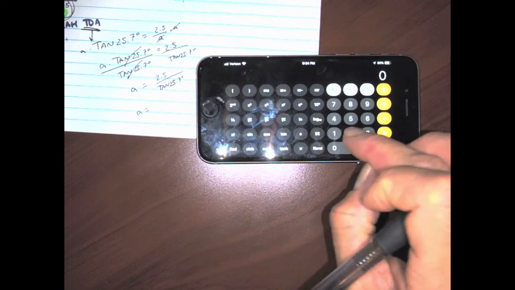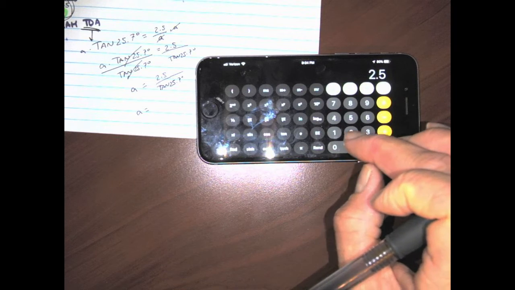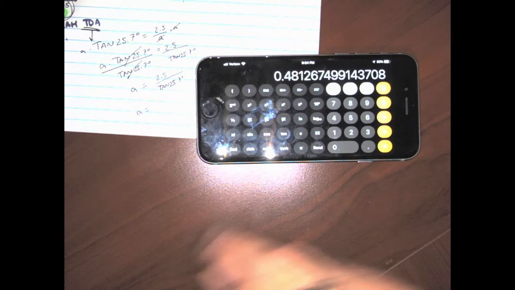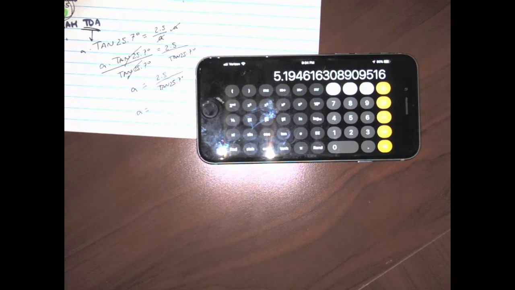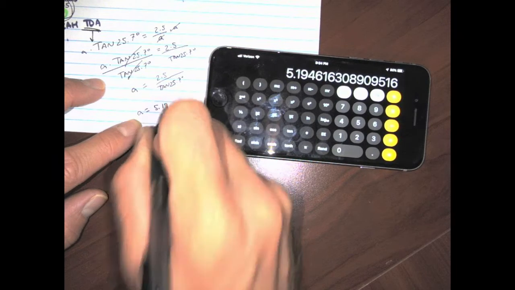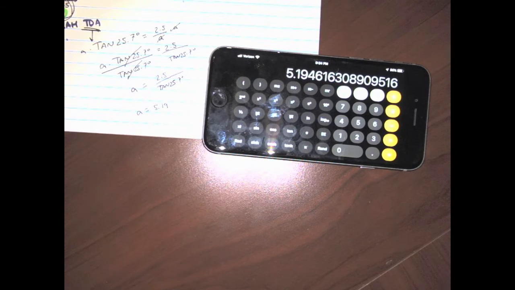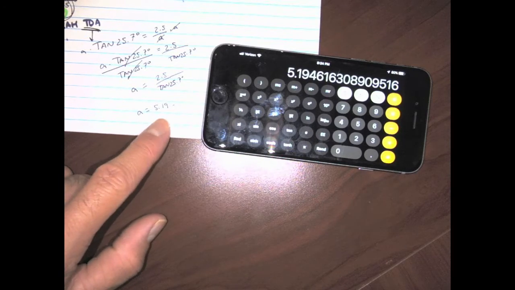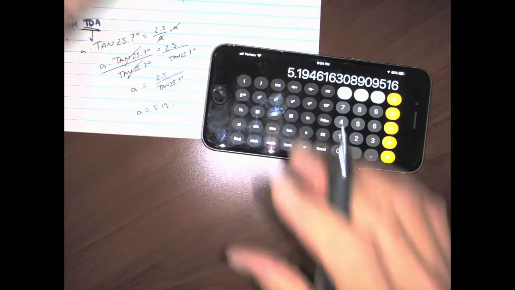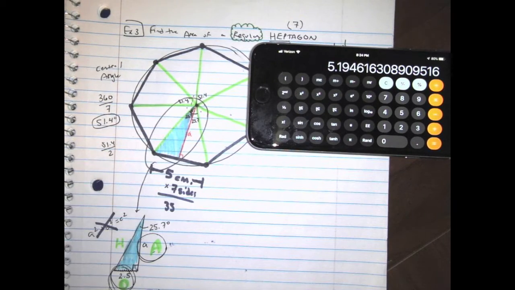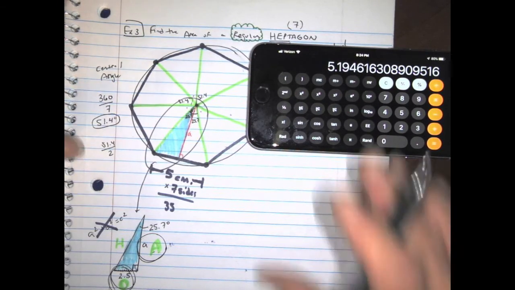Okay, let's go. 2.5 divided by tangent of 25.7 equals, I'm getting 5.19. I'm going to use 5.19, and it goes on forever if you really want to be picky. So that is your apothem, everybody. This apothem right here is about 5.19 centimeters.